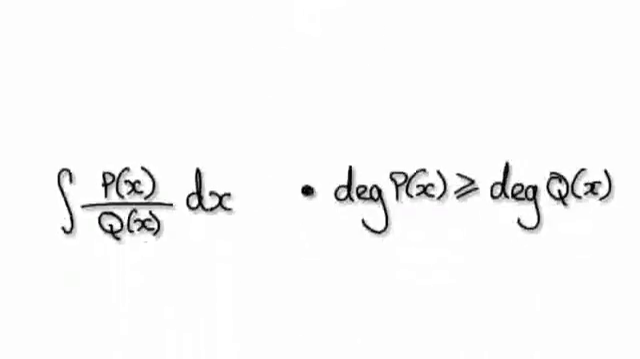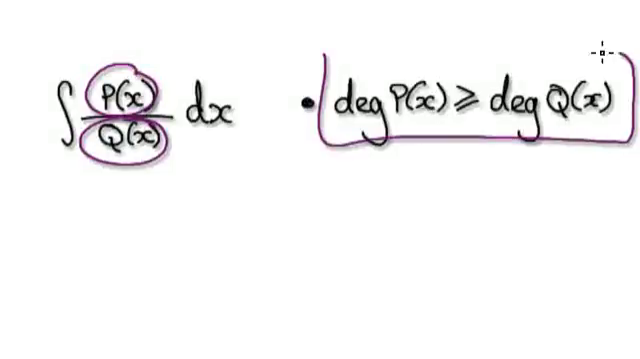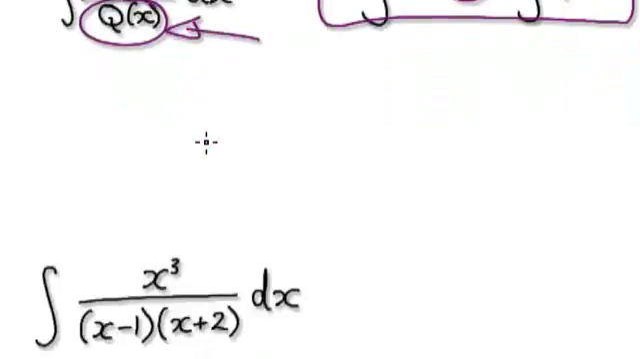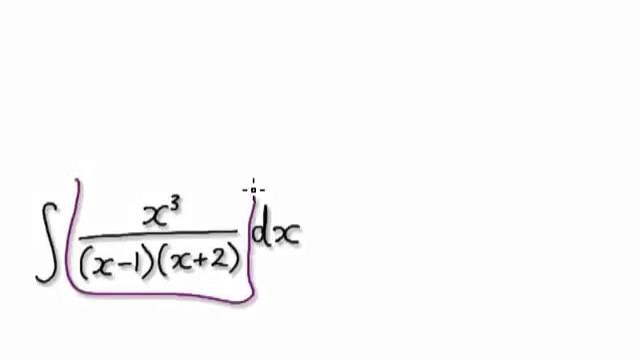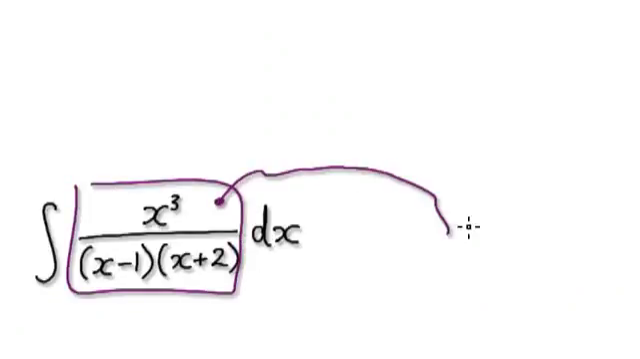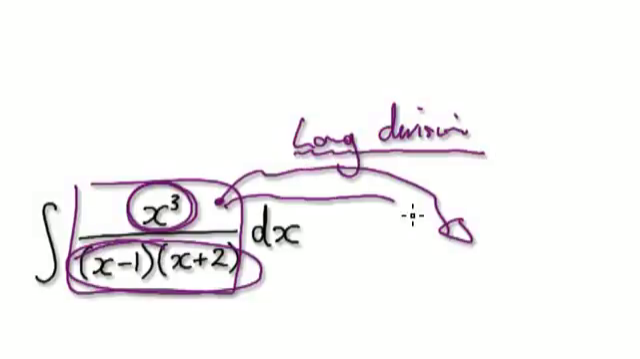A few videos earlier, we were trying to integrate one polynomial over another polynomial in the case of the degree of the numerator being greater or equal to the degree of the denominator. So, for example, we were trying to integrate this. But in order for us to integrate this, we needed to go away and do our long division, because in the case of the degree of this being greater than the degree of the denominator, we needed to use long division to break this up.